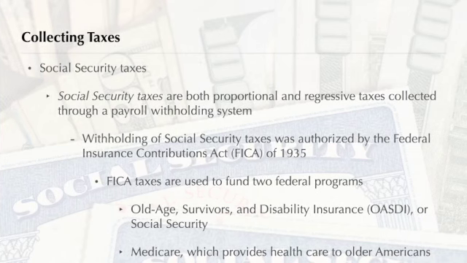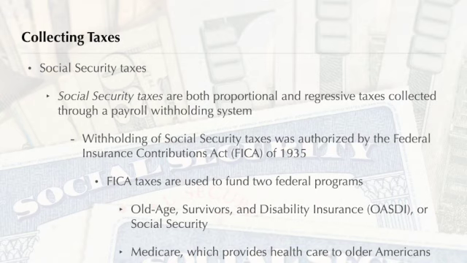Like individual income taxes, Social Security taxes are withheld from workers' paychecks. Withholding of these taxes was authorized by the Federal Insurance Contributions Act, or FICA. They are used to finance two social welfare programs. The first is Old Age, Survivors, and Disability Insurance, or OASDI, more commonly known as Social Security. The second is Medicare, which provides health care to older Americans regardless of income.